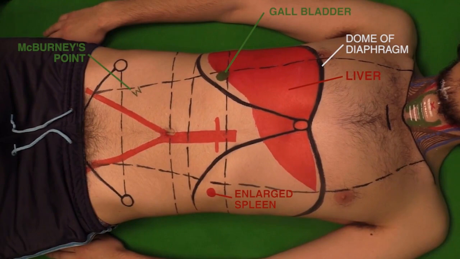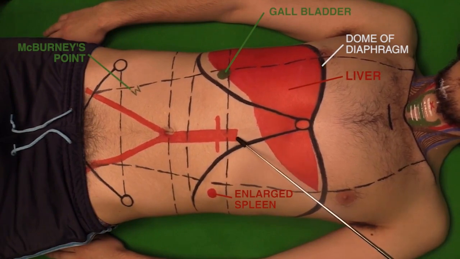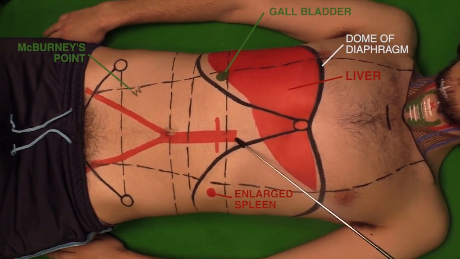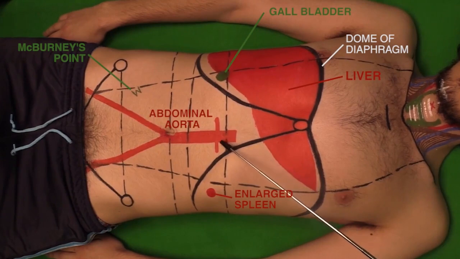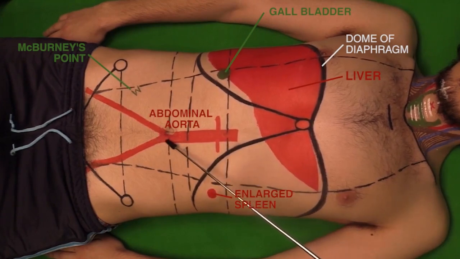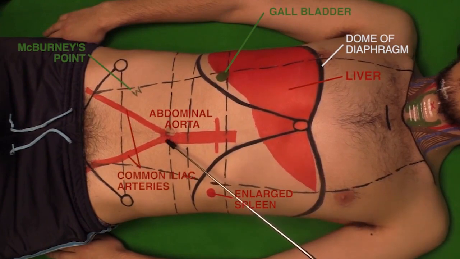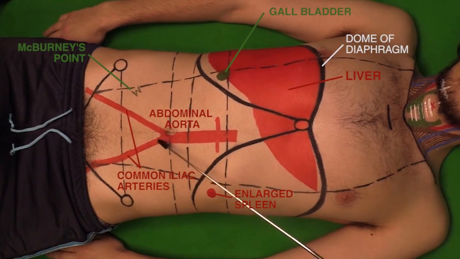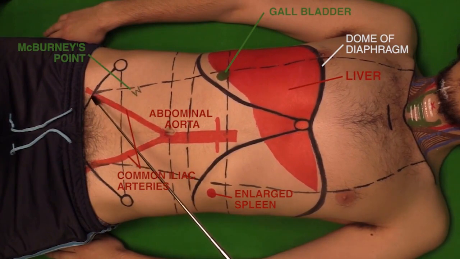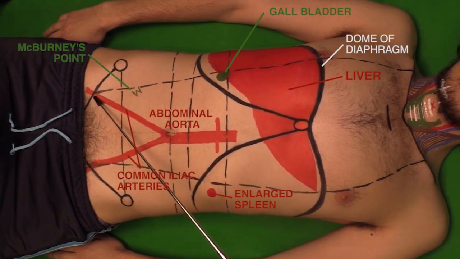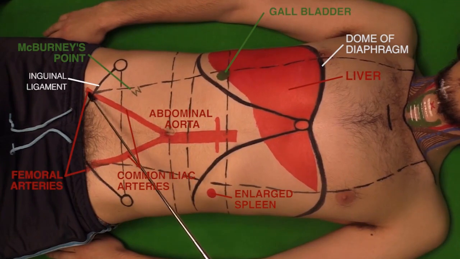Now, coming back to the midline, just to the left of the midline, we see the abdominal aorta as it crosses through the diaphragm into the abdomen. We see it dividing into right and left common iliacs at the umbilicus, and it continues inferiorly. As it continues inferiorly, it becomes the external iliac artery, and then it crosses below the inguinal ligament. It becomes the femoral artery.